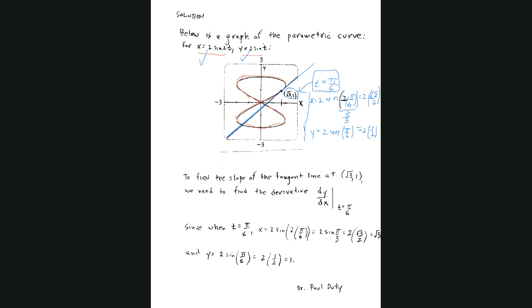To find the slope of the tangent line at root 3 over 1, we need to find the derivative, dy dx, when t equals pi over 6. And again, t equals pi over 6 is the right t value because x will equal root 3 when t is pi over 6, and y will equal 1 when t is pi over 6. Let me give you a moment to copy that down.